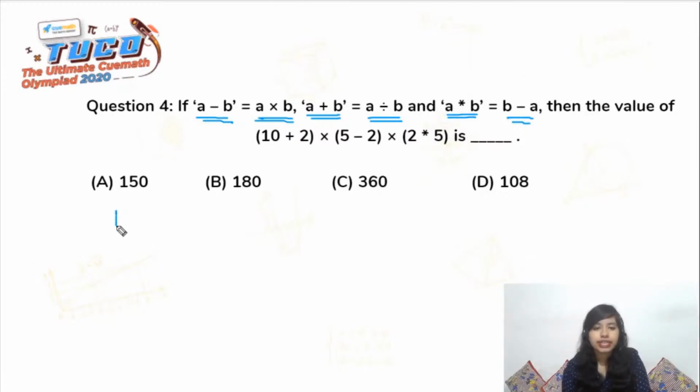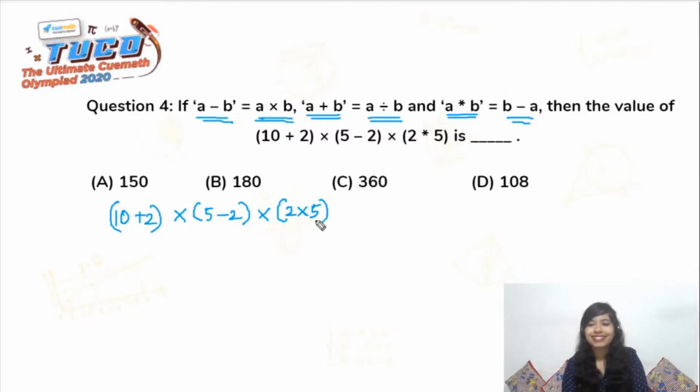According to this, let's go ahead and solve our question. So the expression that's given to us is 10 plus 2 times 5 minus 2 times 2 times 5. Okay, so yes, people who already are aware of it, please try doing this. Try replacing all of the symbols according to the definitions that's given to us in the question.